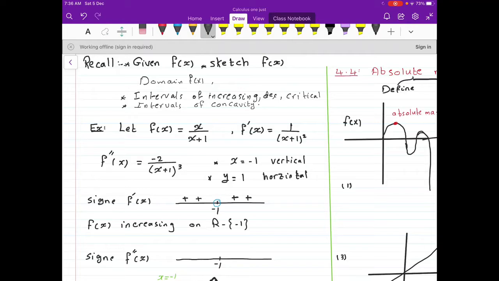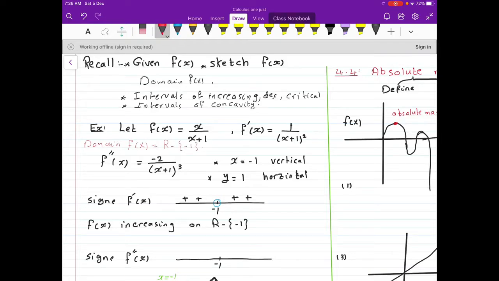Now, for example, if you have the function f(x) equals x over x plus 1, you can find f prime of x, you get 1 over (x plus 1) squared, and f double prime of x equals minus 2 over (x plus 1) to the power 3. What is the domain for this function? The domain for f(x) هو عبارة عن R except minus 1.